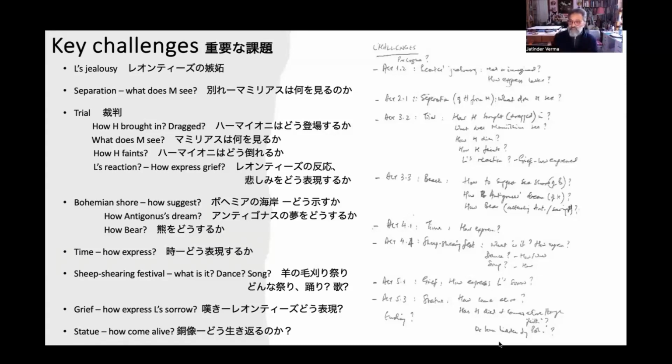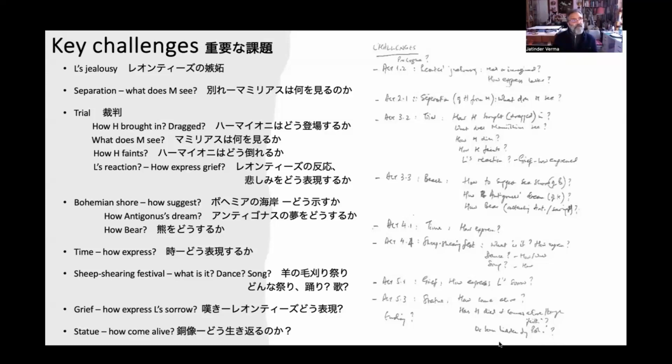Time, one of the big challenges. How do you express it? Is it a character? Is everyone time? Is there a sense of the clock of time? Clearly, we need this moment because it is critical in terms of the story.